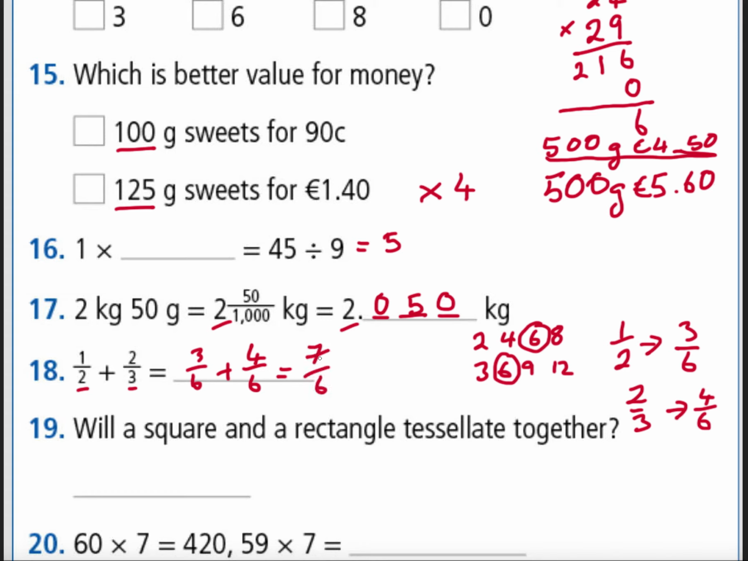So we're not really finished because we never leave our number as an improper fraction. What we need to do is divide the 6 into the top. It goes in once, and there's 1 left over, so it's 1 and 1/6 is our answer.